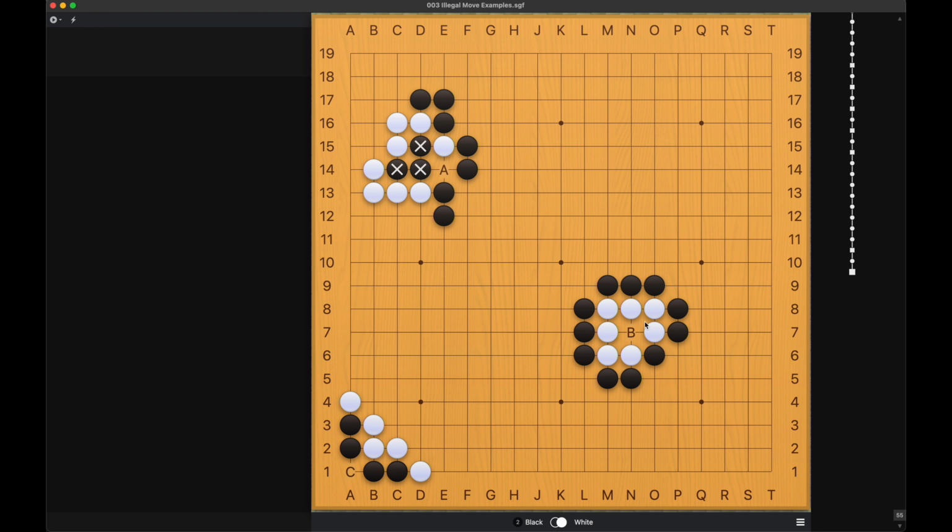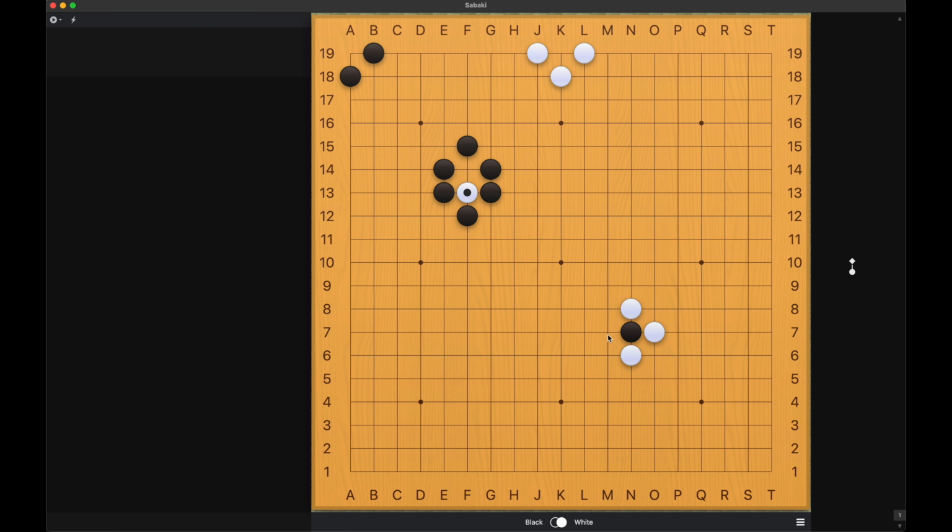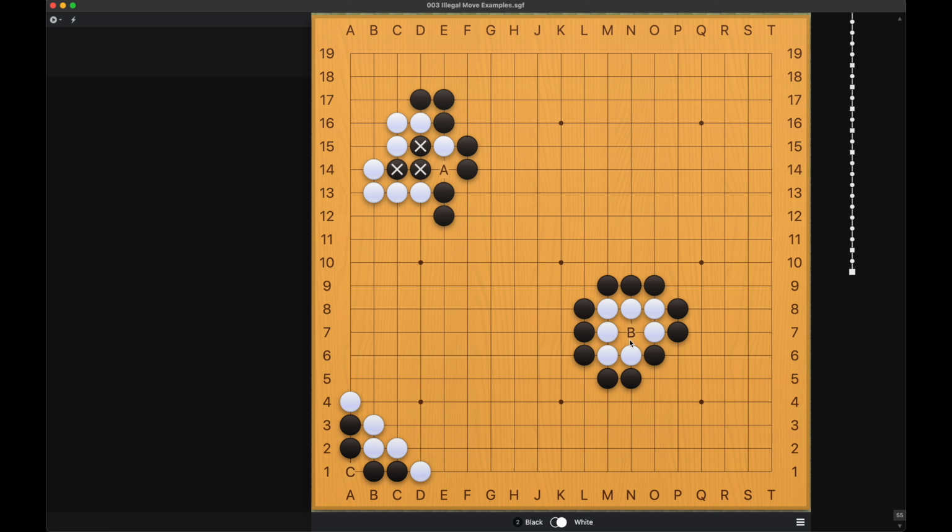Now let's look at B. You might think it's similar to the pattern we saw earlier, but it's actually the reverse. Here, white is completely surrounded by black, and point B is white's only remaining liberty. If black plays here, occupying white's remaining liberty, white will be captured. So it is perfectly fine for black to do this because it captures white.